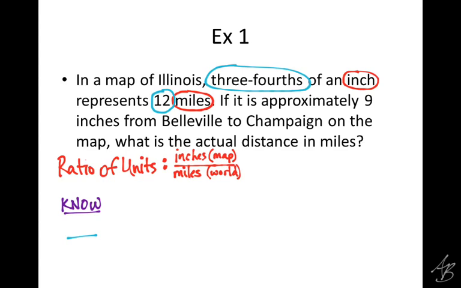When we're deciding what goes on top and on the bottom, we want to look at our ratio of units. Notice that in our ratio of units, we put inches on top and miles on the bottom. So the inches, which is 3/4, goes on top because that's inches. And on the bottom is going to be the miles that go with 3/4 of an inch, which is 12. The problem tells us that 3/4 of an inch represents 12 miles. We know those go together.